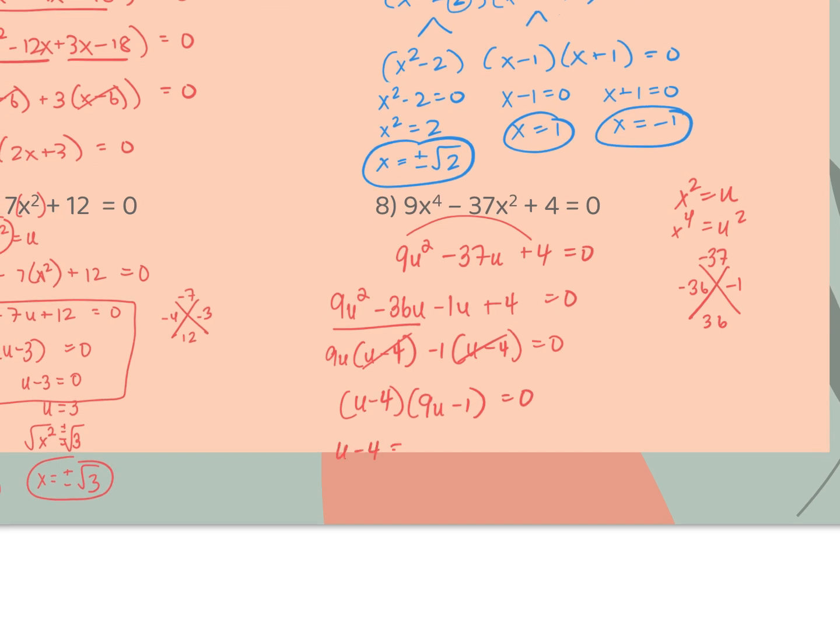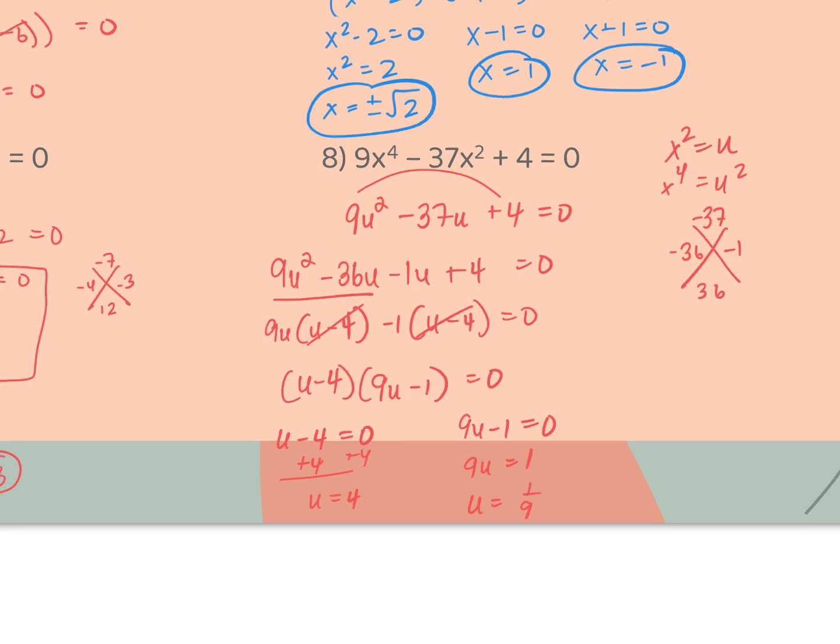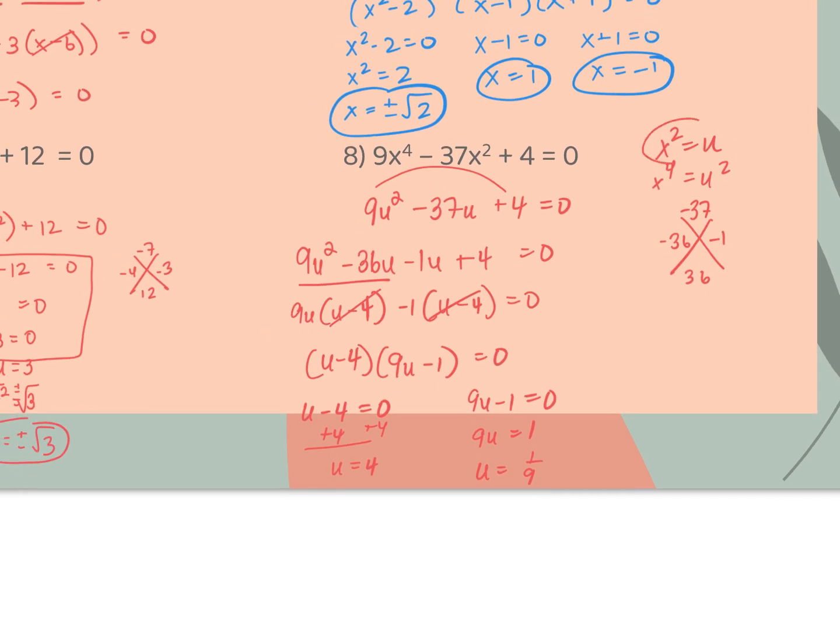So u minus 4 equals 0, and 9u minus 1 equals 0. I can wait until I get u isolated, just to keep it neater, right? So plus 4, so u equals 4. 9u equals 1, so u equals 1 over 9. Now that I have it down to u, now I think is when I should sub it back in. So x squared equals 4, and x squared equals 1 over 9.